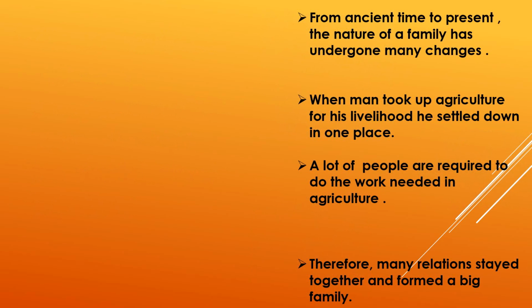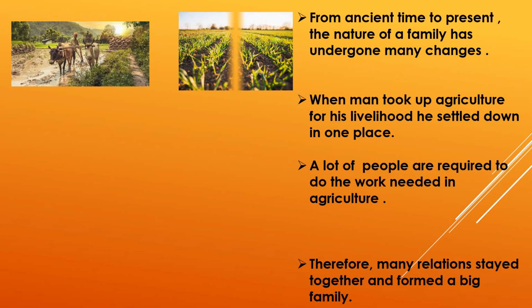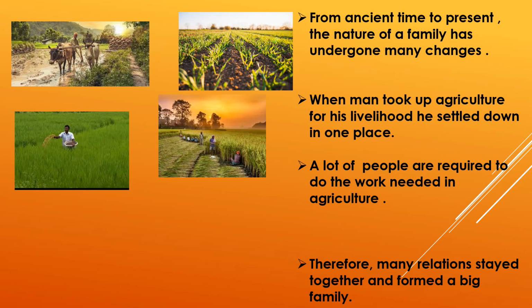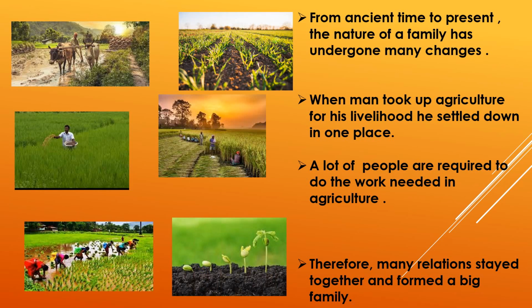From ancient time to present, the nature of the family has undergone many changes. When the man took up agriculture for his livelihood, he settled down in one place. As agriculture includes work like plowing, sowing, harvesting, and threshing, etc., a lot of people are required to do the work needed in agriculture. Therefore, many relations stayed together and formed a big family.